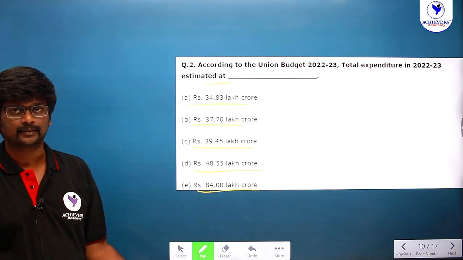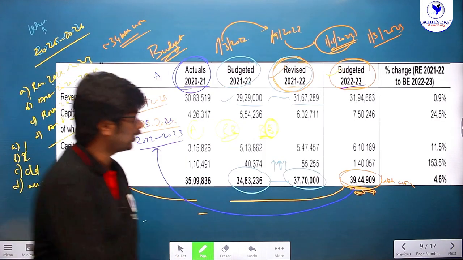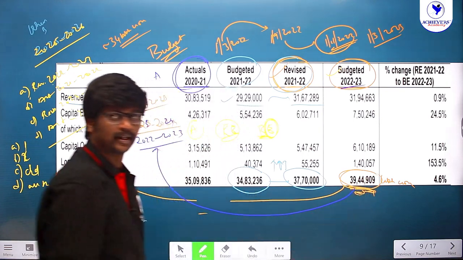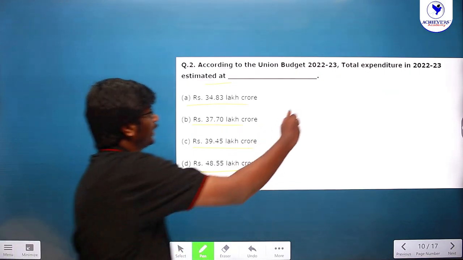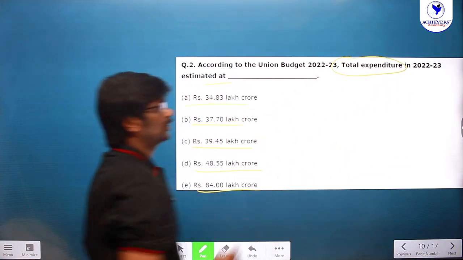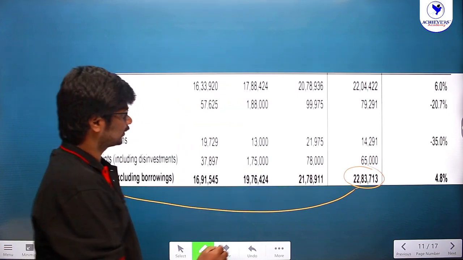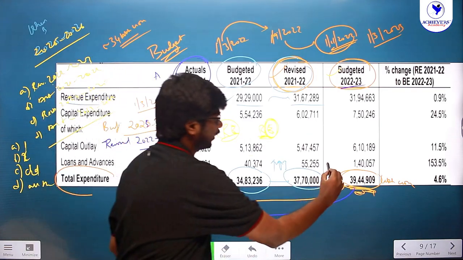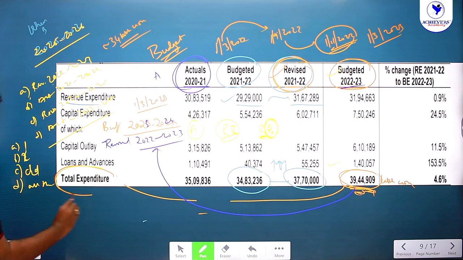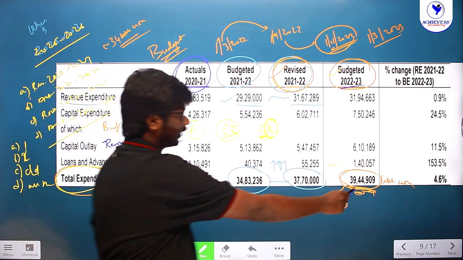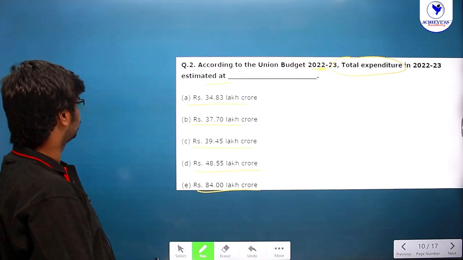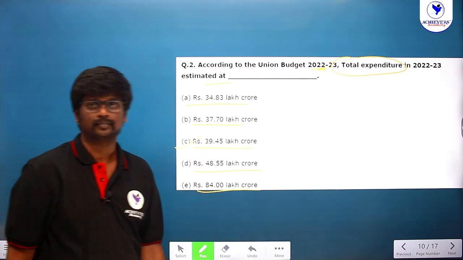Answer is... Entandi question em adigadu. Estimated total expenditure for 22-23, answer is 39 lakh crore. Ide kada total expenditure, 39 lakh crore. So answer is 39 lakh crore.